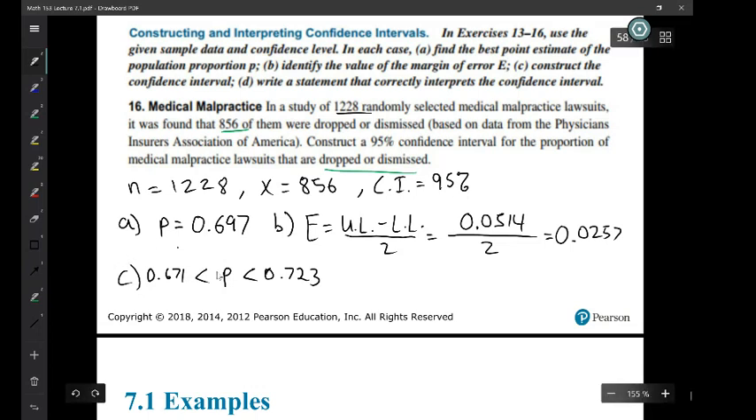So what does this mean? It means that we are 95% confident that P, this 0.697, is in this range here. Well, that the actual proportion of dismissed medical malpractice lawsuits is between 67% and 72%. So 95% sure or 95% confident that the actual proportion of dismissed lawsuits was greater than 67.1% and less than 72.3%.